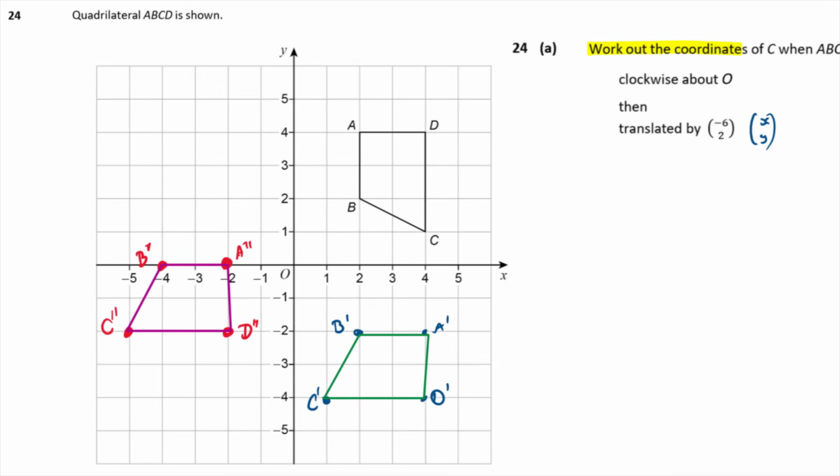So remember, we needed to work out the coordinates of C. So now C is over here, isn't it? What coordinates is that then? So then the coordinates of C double dash is going to be (-5, -2). Is it (-5, -2)?